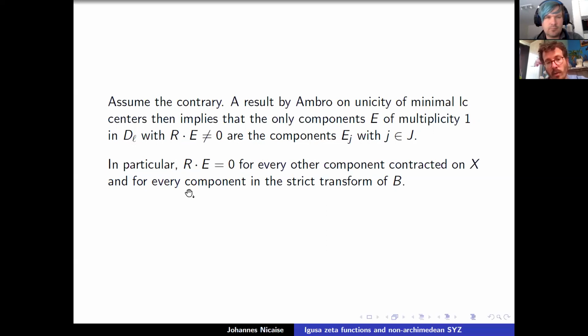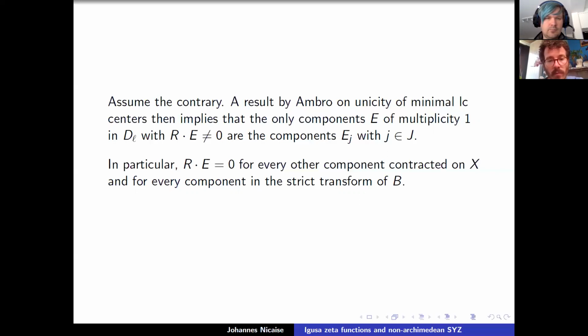And it also means that every component in a strict transform of B has zero intersection with R, because these also appear with multiplicity 1 in the divisor D_L by the definition of the divisor D_Y that we started the MMP from. Now, of course, a few slides ago we have proved that B is equal to 0, but for that we've actually used the claim that I'm now proving. So we're back in a situation where we don't yet know that B is 0, and we still need to take B into account.